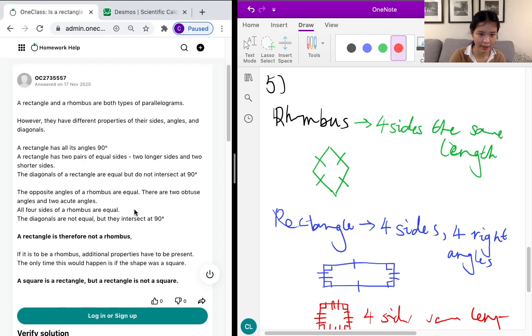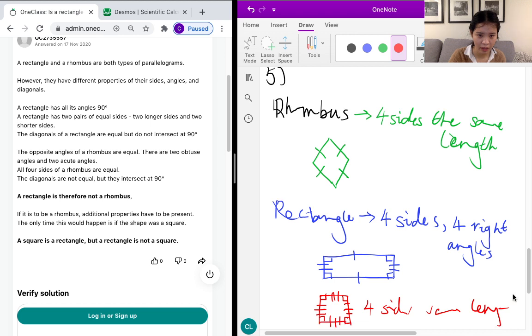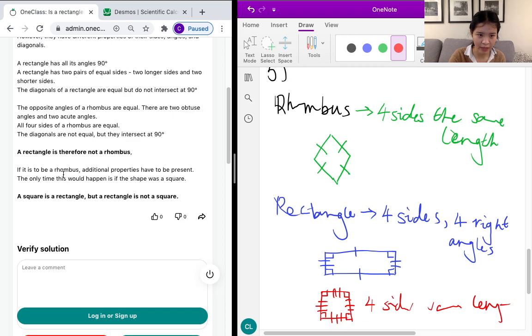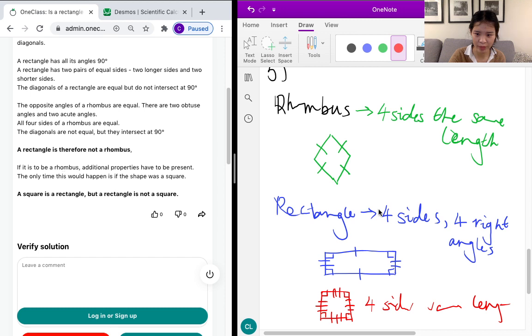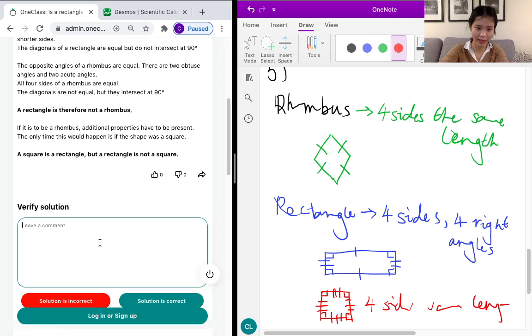Now let's look at the sample solution here. They mentioned that a rectangle and a rhombus are both parallelograms, and it mentioned a lot of properties of rectangles, but the only important property about rectangles is that a rectangle has 4 sides and 4 inner right angles. All the other facts you need to know about rectangles can be derived from this simple definition. Yes, it mentioned that a rectangle is not a rhombus, but a square is a rhombus. And a square is a rectangle, but a rectangle is not a square. So let's say the solution is correct.